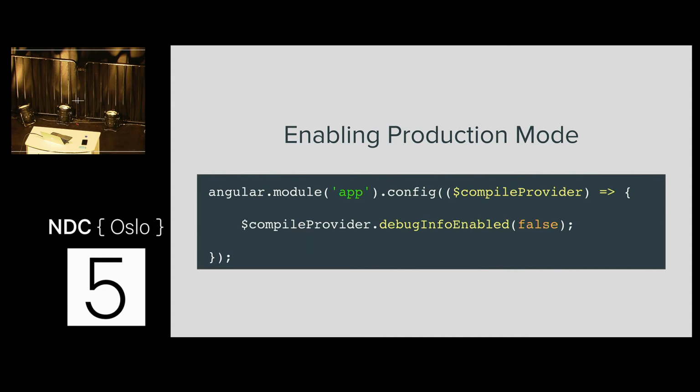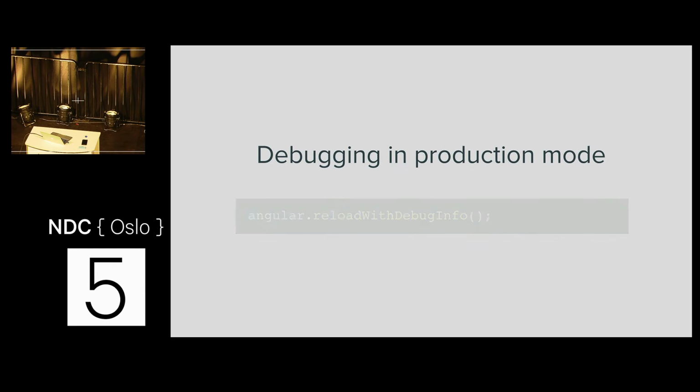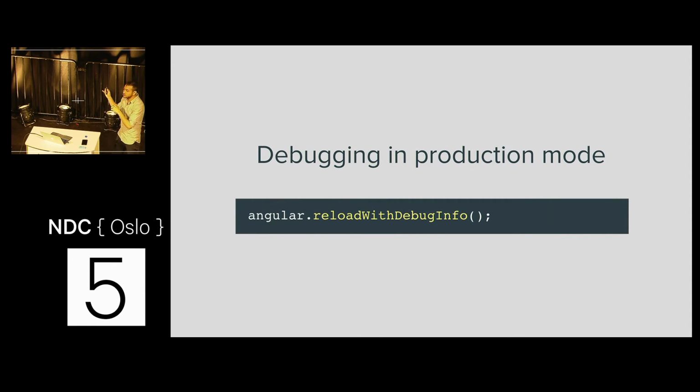But now, what if we have something wrong on production and you need to debug? It's still possible. You can just open your console and run angular.reload with debug information. It's going to reload the page and only set debug mode for you. I think they do it using a cookie. So you don't lose the debugging flexibility you had on production.